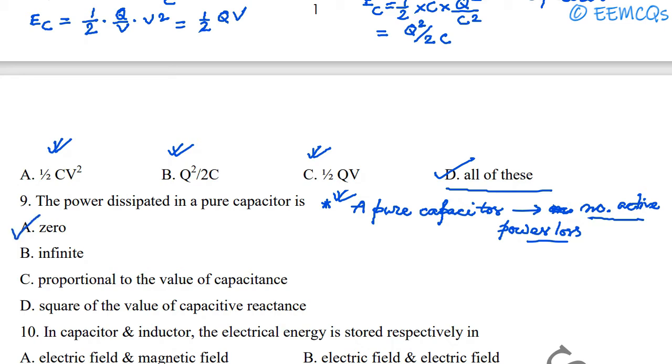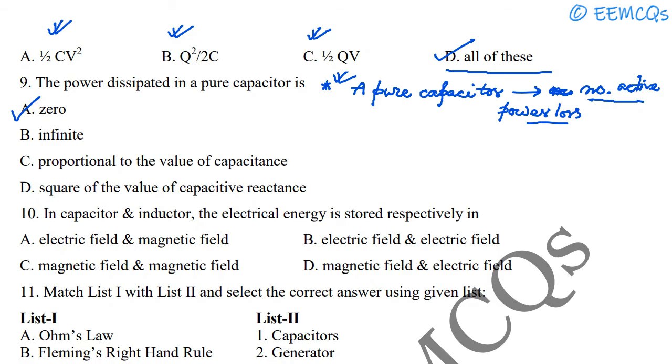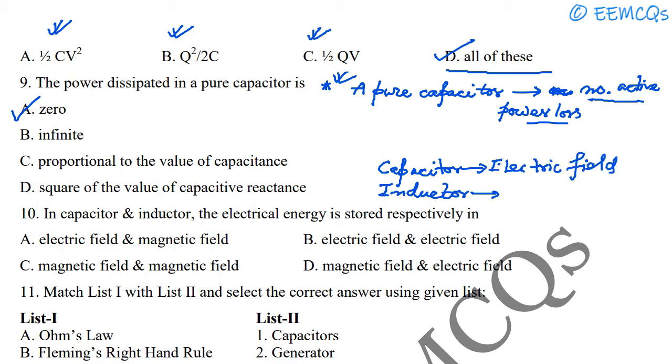Okay, so question number 10. In a capacitor and inductor, the electrical energy is stored respectively in, basically, fields are given. In a capacitor, the electric field stores the energy. Okay, and in an inductor, the magnetic field stores the energy. So from the given options, the first option will be the correct answer. That means a capacitor stores energy in an electric field and an inductor stores energy in a magnetic field.